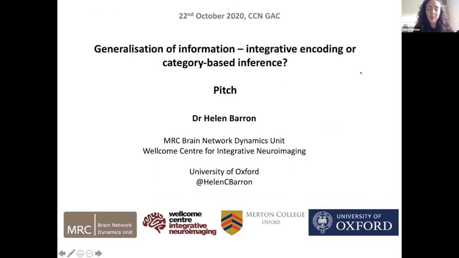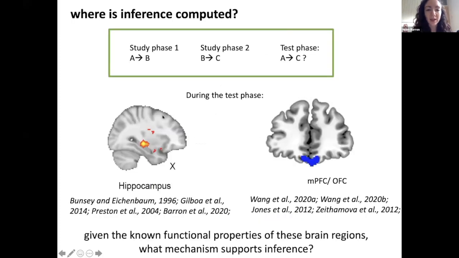All right. So I'm going to briefly talk about some of my own work, mostly as a way to describe where I sit in this balance between integrative encoding versus category-based inference. I'm going to focus on tasks that are somewhere in between what Jessie was describing as associative inference and transitive inference. So the tasks are where A is paired with B, then B is paired with C, and then in the inference test, you're asking whether subjects can infer C from A.